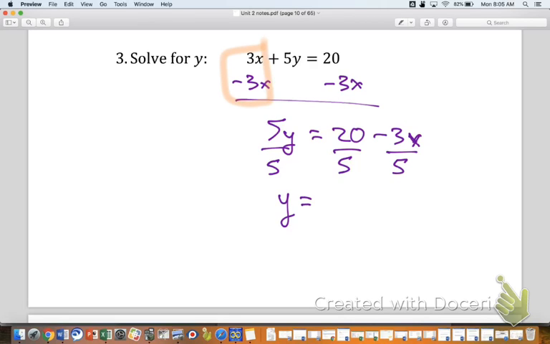This would give me y equals, well, what's 20 divided by 5? That's kind of nice. That divided out really evenly. And then just minus 3/5 x. That one can't, of course, be divided nicely, so we would leave it like that. But I would give you credit for either one of those.